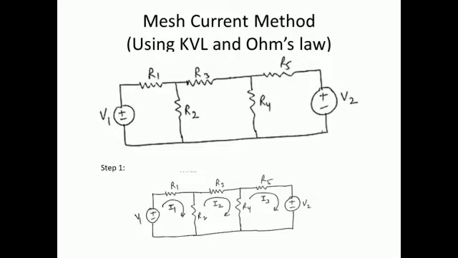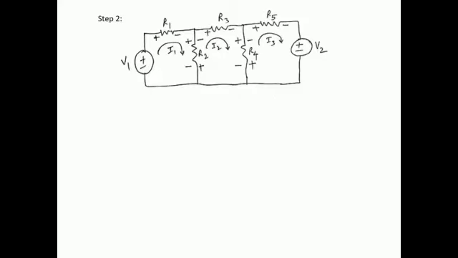Then in the second step, we need to assign passive sign conventions for the potential drops across the resistors according to the directions of the mesh currents. So you can see the passive sign conventions for the potential drops being assigned across the resistors.